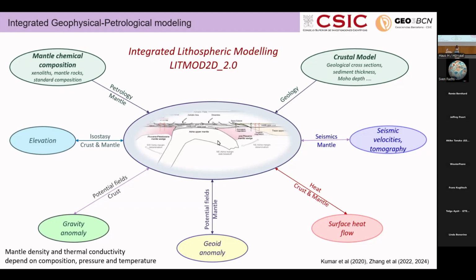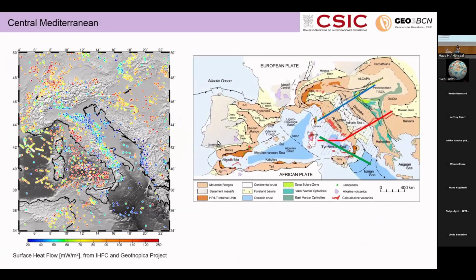This data integration, I will show an example here in the central Mediterranean. I will show probably just in more detail one of these profiles, the northern profile, for timing reasons. Well, we have been working in this southern profile in the southern Apennines, and then we are doing something in the Calabrian Arc.